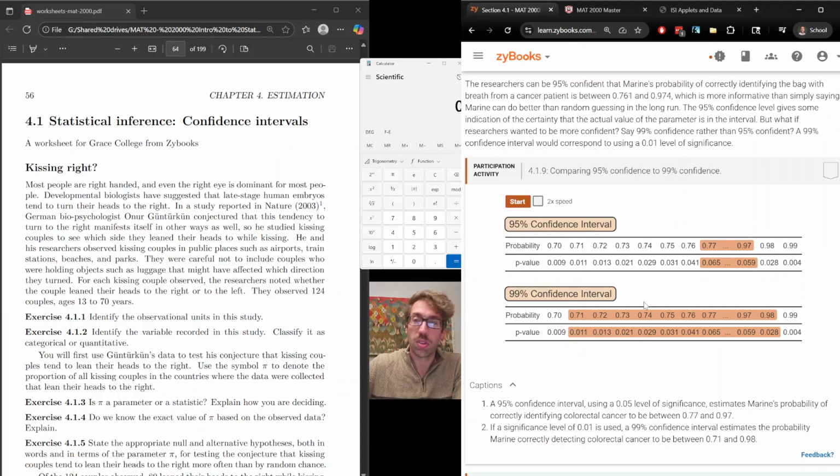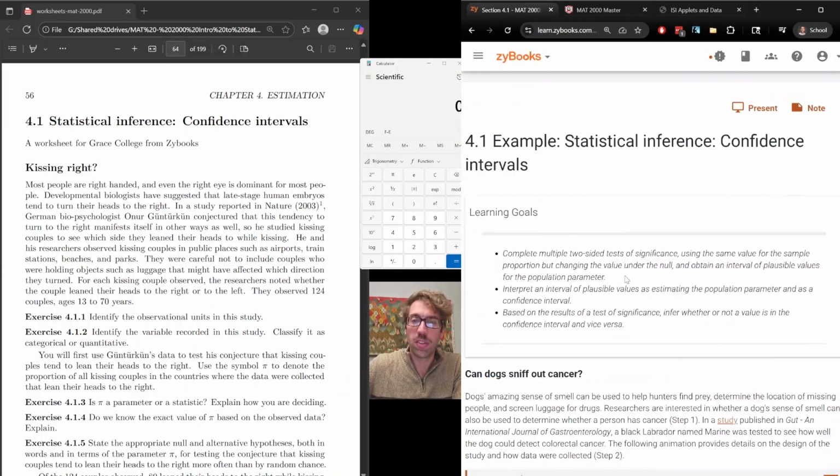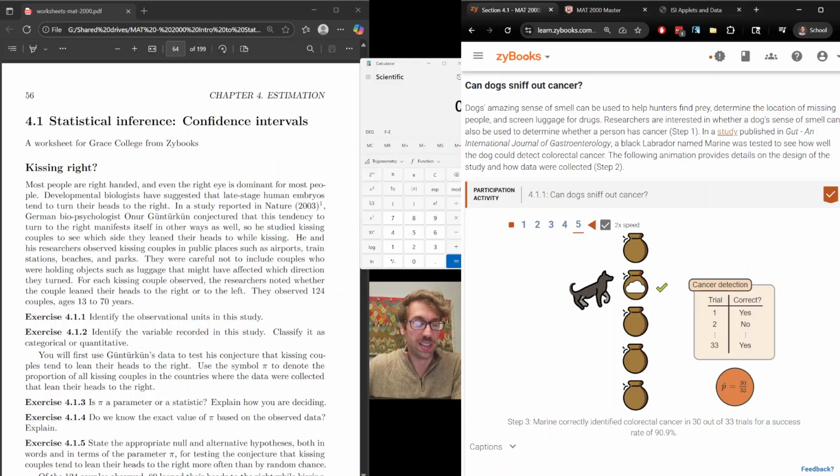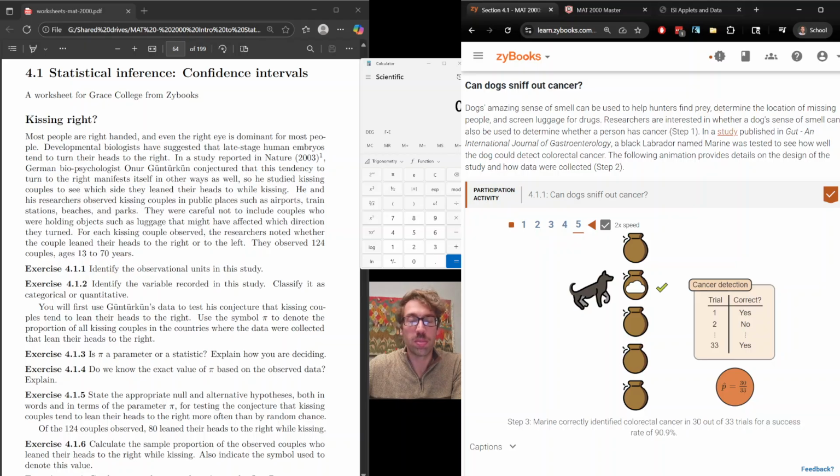Okay, so let's switch from this really uplifting story of this dog to a really silly story. The study that Section 4.1 is focused on is done by this German biopsychologist named Onur Gunturkun, and his research students went around and took notes on people kissing in public and whether or not they turned their heads right or left. You can imagine? Anyway, Onur and his graduate students went around public places looking for people kissing in public, and went to see if they were leaning right or leaning left, and took notes on it. And so let's dive in.